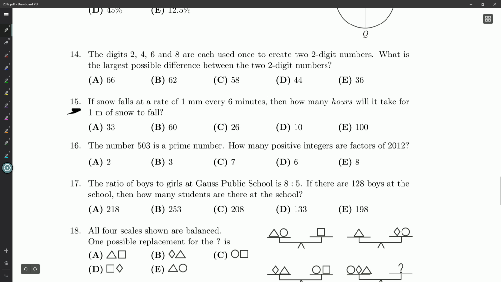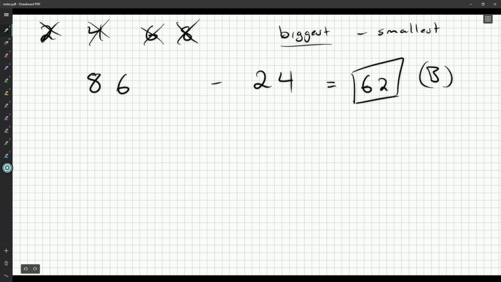If snow falls at a rate of 1 millimeter every 6 minutes, how many hours will it take for 1 meter of snow to fall? So they're telling us about minutes, but they're asking about hours. Okay, so this question here is all about unit conversion. We need to know how many minutes in an hour, how many hours in a minute, how many millimeters in a meter, how many meters in a millimeter. That sort of thing.